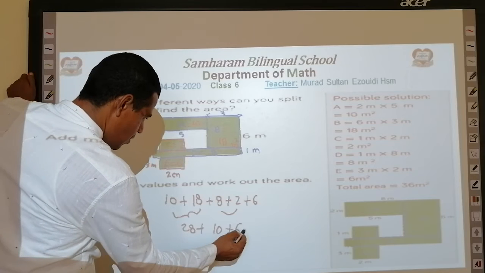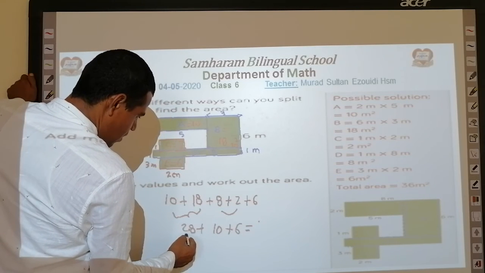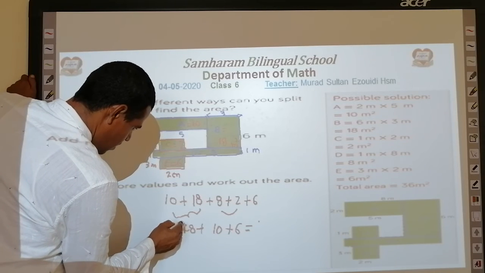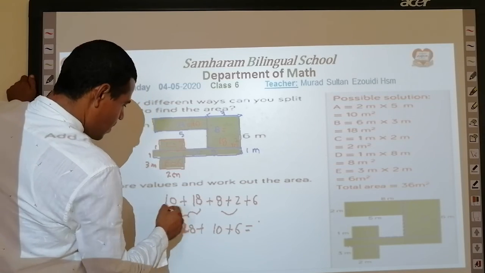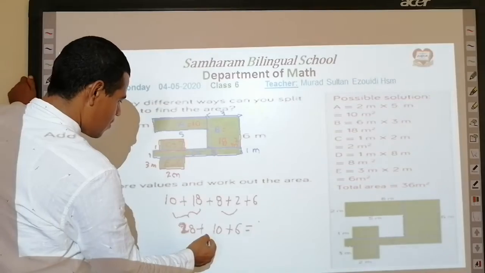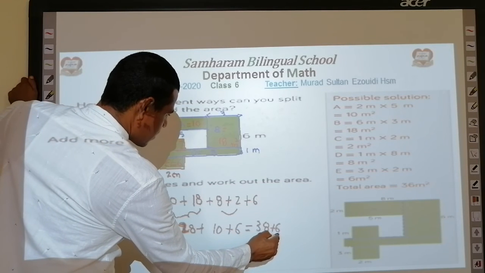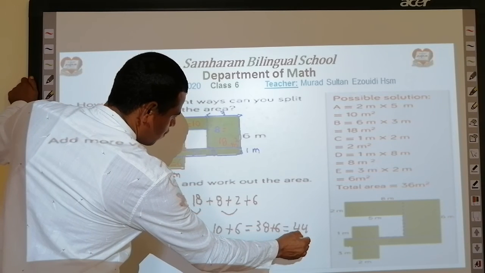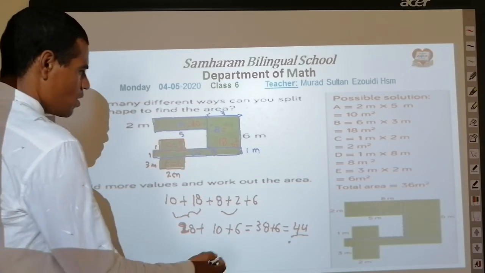Let's do it. It will be what, my learners? Sorry, this is 18, isn't it? 18 plus 10, so this is 28, correct? 10 plus 18 is 28, plus 10, it will be 38, plus 6. Gives us 44 meters squared. Okay? 44 meters squared.